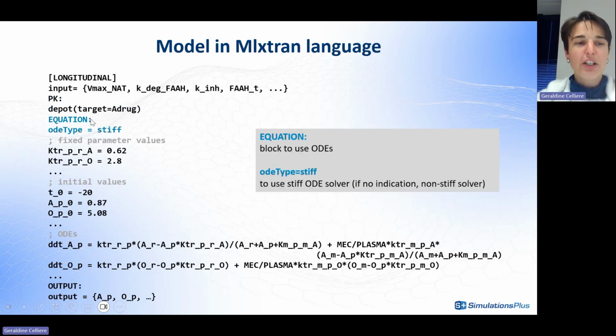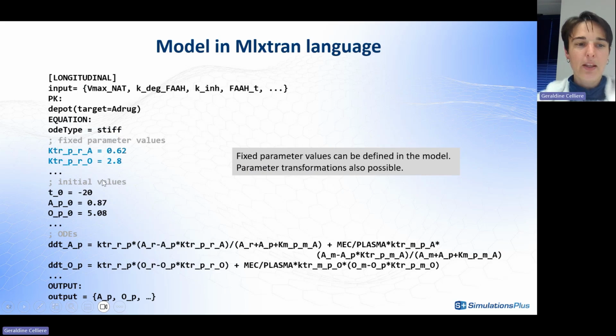Then I have a block equation. In the block equation, that's where I'm going to put ODEs. And actually, we have 2 different ODE solvers. By default, a non-stiff solver is used. Usually, QSP models, which are big models with different timescales for different variables, are stiff. So if you are working with a QSP model, it's important to add this line, ODE type equals stiff, such that the stiff ODE solver will be used. Then here I have some lines where I just define a value for some parameters that I will consider fixed in the model. So I just give the name of the parameter equal to its value. And here you can also do parameter transformations, etc.